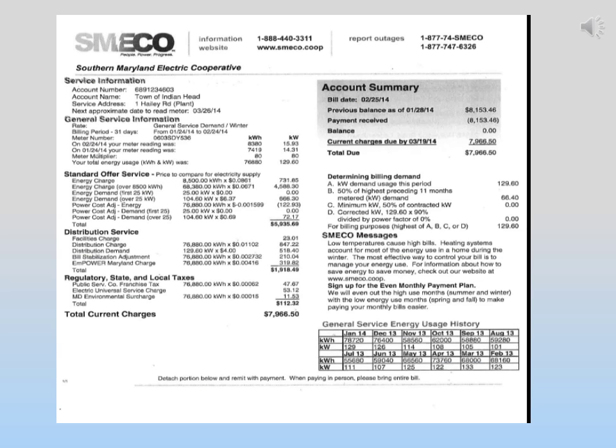Now let's review an invoice. You can find a SMETCO invoice in your course handouts on pages 3 and 4. This SMETCO invoice is for a small treatment plant. We can see that the first sheet says General Service Demand, winter. So it is a winter rate, and as we saw in our tariff earlier, the winter rate is the same as the summer rate. There is a meter reading, and they are telling us that the meter multiplier is 80.